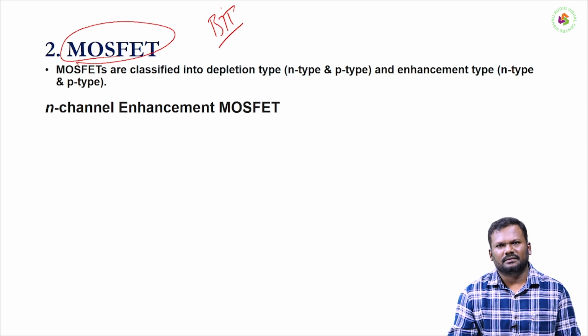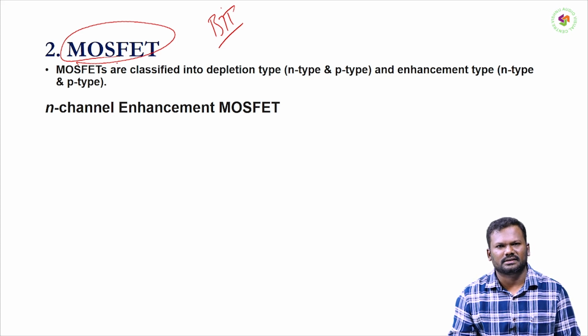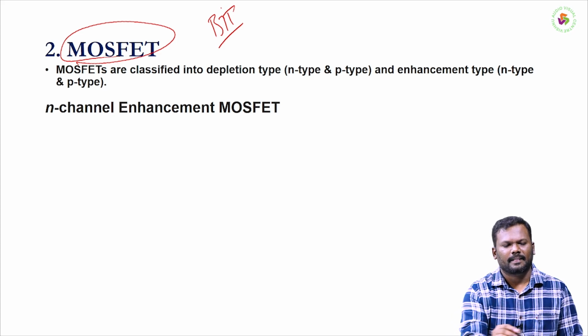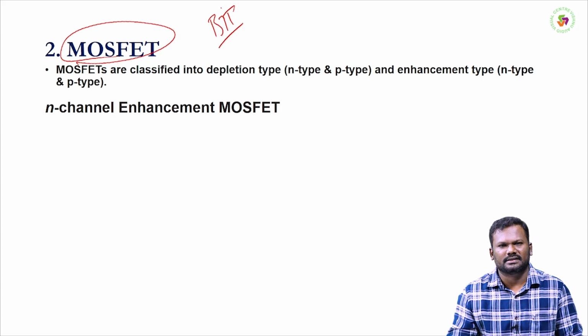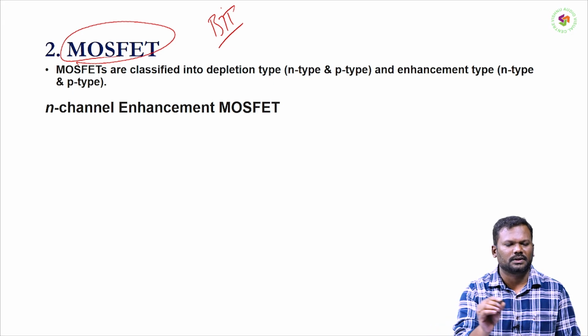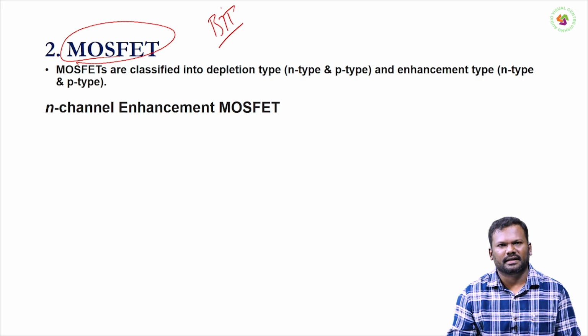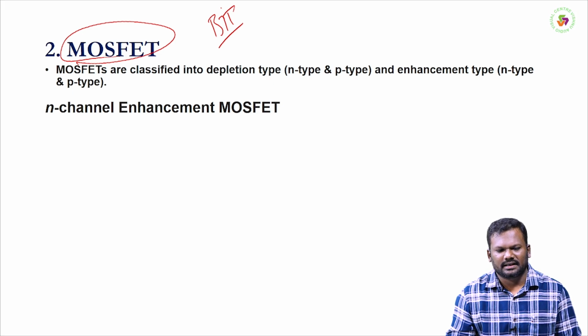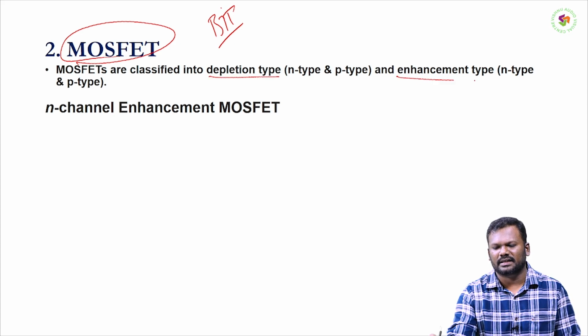So MOSFET, we call it metal oxide semiconductor field effect transistor. Once again, metal oxide semiconductor field effect transistor. We will also discuss how the name came to that transistor. Basically these MOSFETs are of two types, one is depletion type, another one is enhancement type.